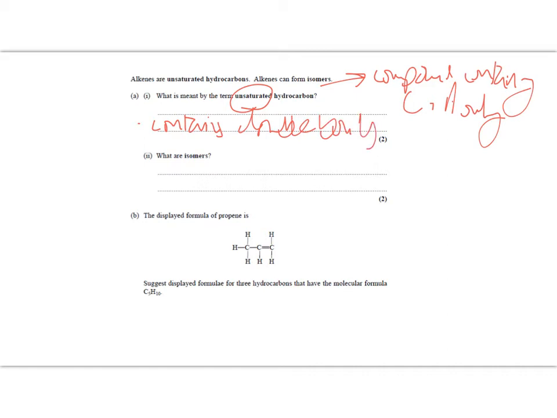Now, another key definition: what are isomers? They are substances that have the same molecular formula but a different structural formula.